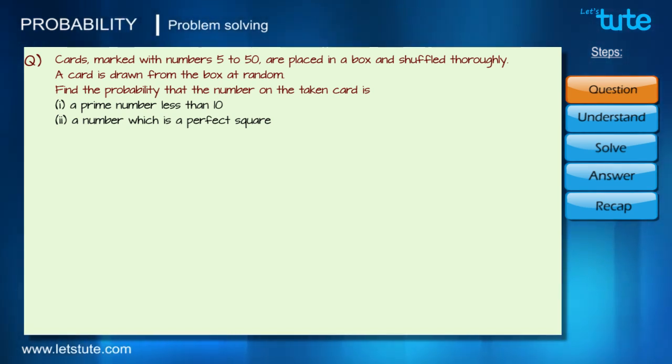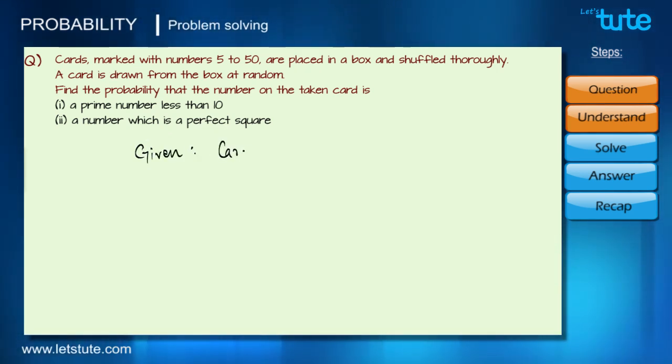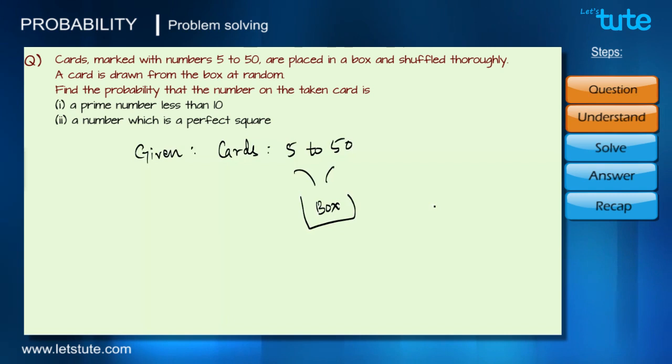Before jumping in to solve the problem, let us first read the question bit by bit and understand all the aspects of it. The first part says cards marked with numbers 5 to 50 are placed in a box and shuffled thoroughly. So what we have been given are some cards that are numbered from 5 to 50 and they have been put in a box. Now they have been shuffled thoroughly, which means we cannot predict the order of placement of these cards in this box. In such a case, the probability is going to remain the same for all the cards.